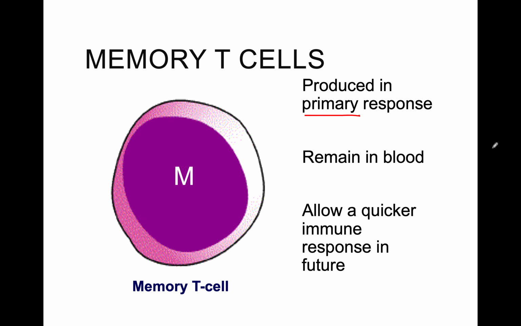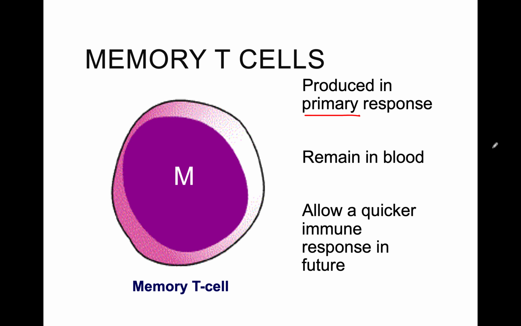So instead of having just perhaps one T cell with the corresponding receptor on its surface for this new virus or new bacterium, there might be tens or hundreds, thousands perhaps, of these memory T cells that remain in the blood.